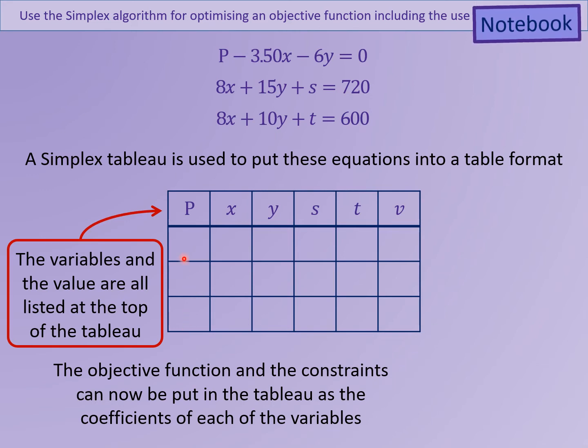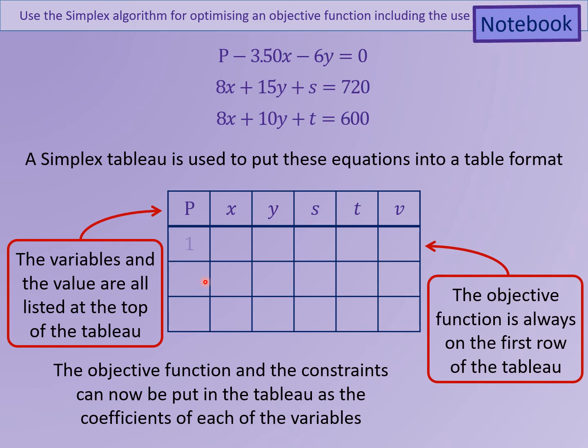Notice there are 3 rows for the 3 equations. The objective function must always be on the top line; it doesn't matter about the other two. So for my p, I've got 1p there, so I can put a 1 in that bit just here. I've got minus 3.5x, so I put that in there. I've got minus 6y, so I put it there. I've got no s's, no t's, and the value is equal to 0. So if I read this out, I've got 1p minus 3.5x minus 6y equals 0.